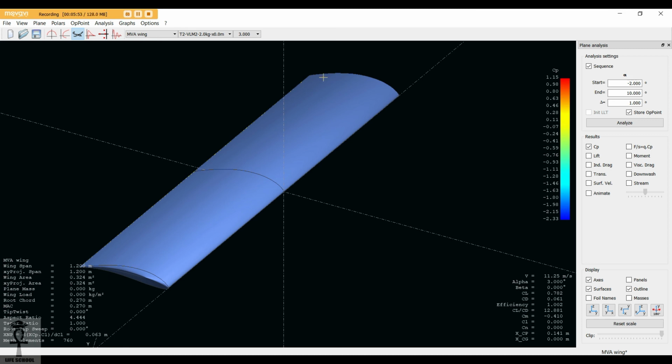So with this we have done the analysis of the wing as well as we have selected the wing for our purpose.